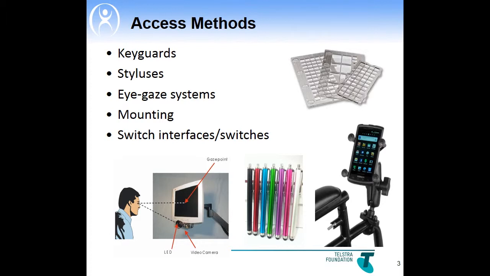Eye gaze systems are, as the word implies, an access method where the camera tracks your eye movements, and that's how you select certain objects on the screen.